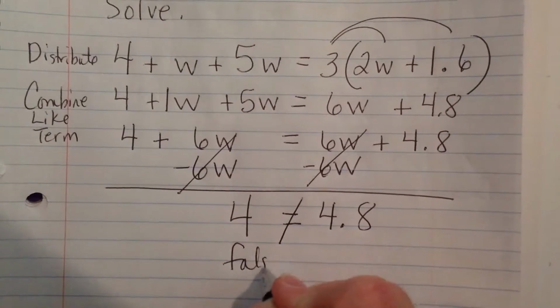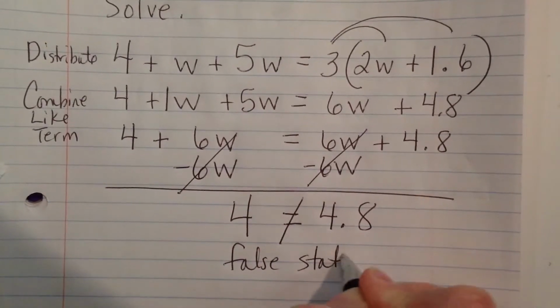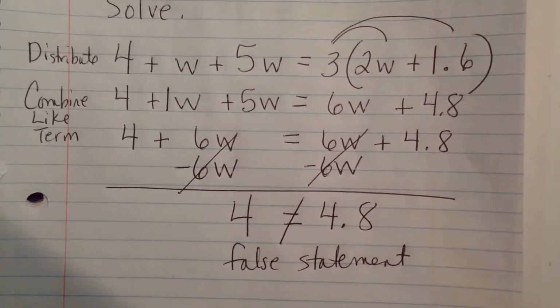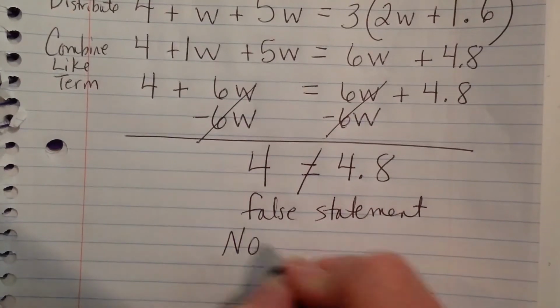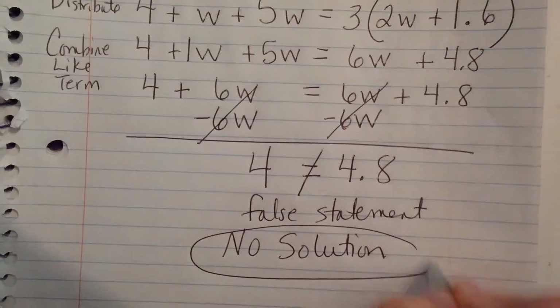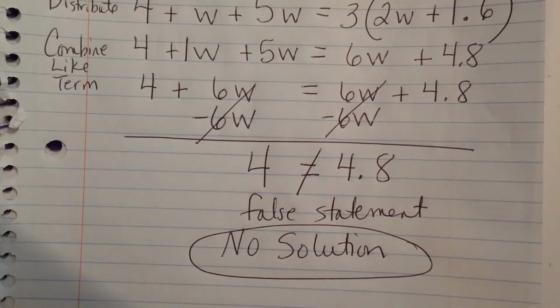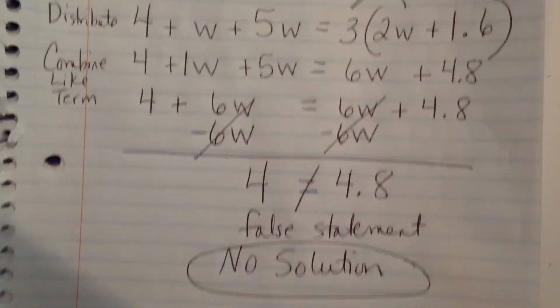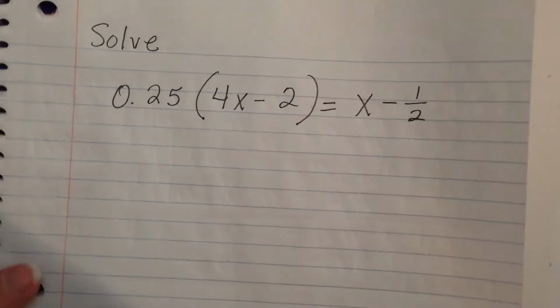Therefore, this is a false statement. And any time you have a false statement, your answer to this equation is no solution. Your answer to this problem is no solution. Next, let's look at another example.